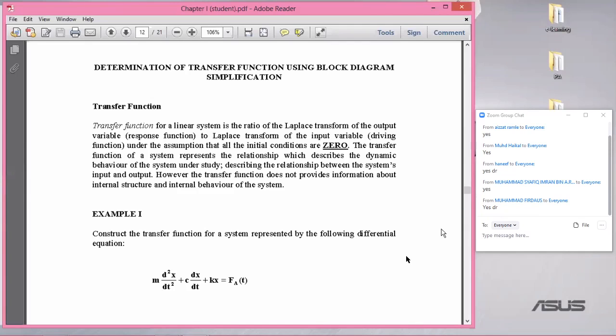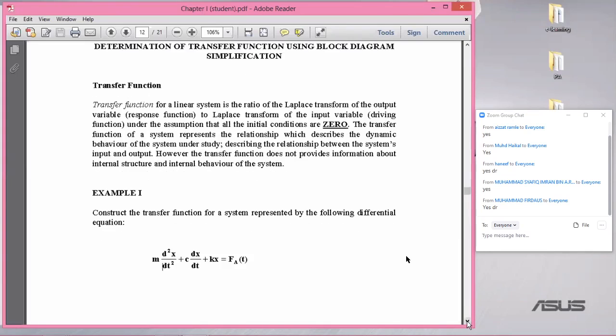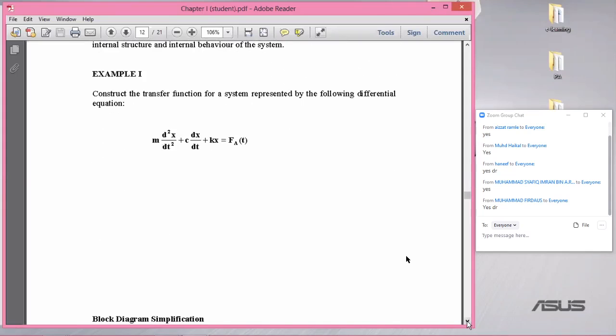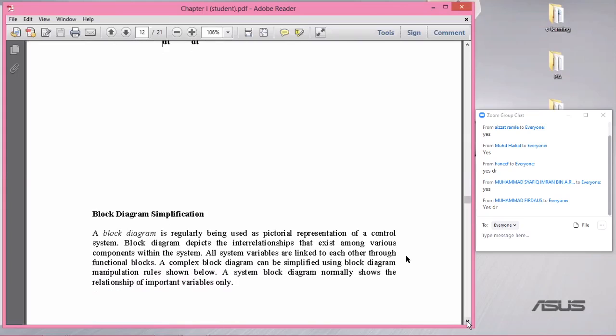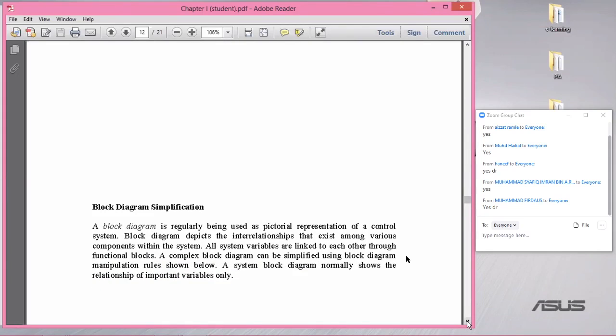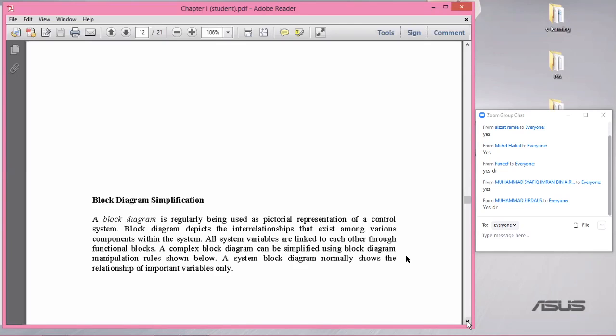So today we are going to learn about the simplification of block diagram into a single block so that we can get a single transfer function that only relates the input and output. So today we are going to learn simplification of block diagram. Okay, so there's some description there.